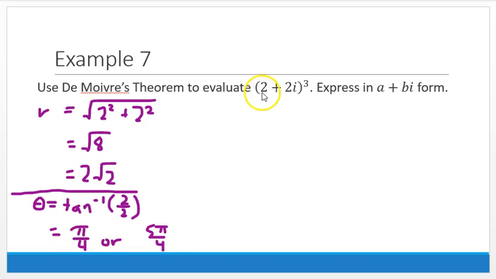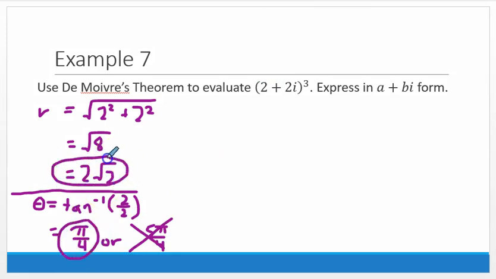What you do need to keep in mind is that we need to pick which one is right based on the original coordinate. If I told you to graph 2 plus 2i, that's a positive x value and a positive y value. It's going right and up. So I need to pick the angle that's in the first quadrant, the one that's going right and up. So that would be this one.